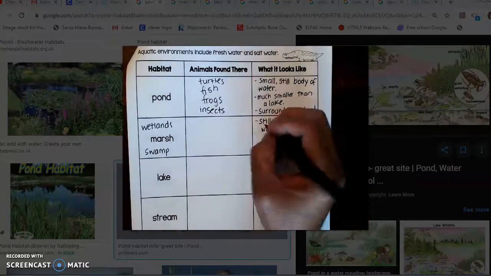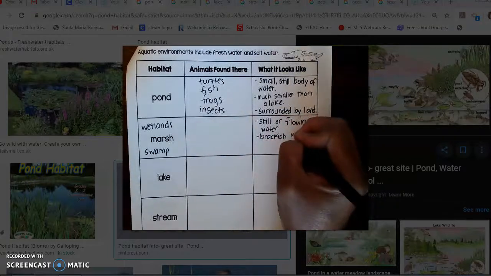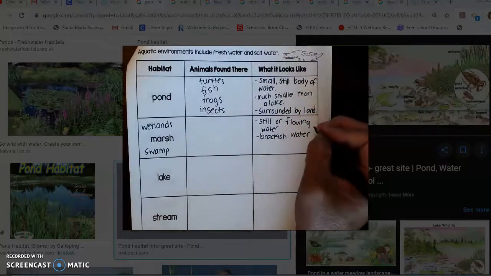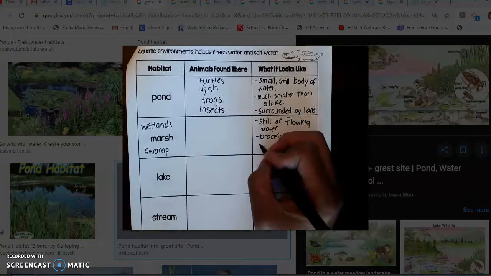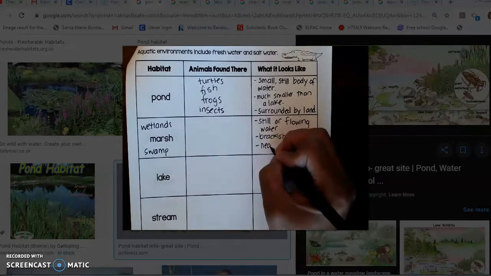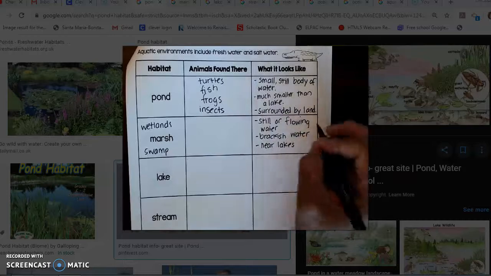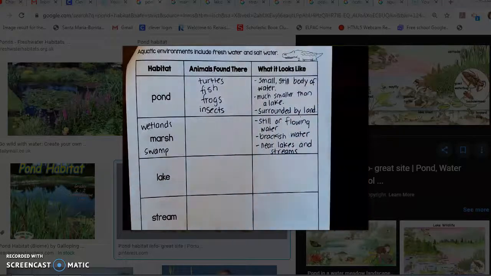It has something called brackish water. Brackish water. And brackish just means that it's a mixture of salt water and fresh water. Don't drink it though. It's not drinkable water. And then finally, most marshes and wetlands are located near lakes and streams. Not all of them. Some of them are located near oceans, and that's why there's that mixture of salt water, but most of them are located near streams and such, and rivers and such, okay?